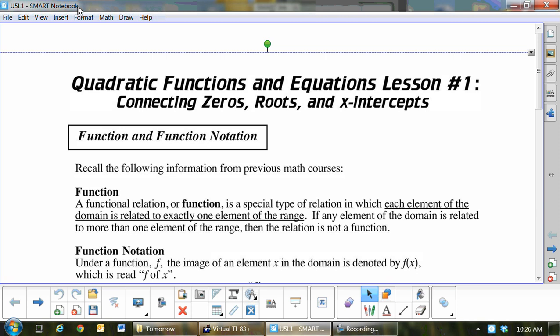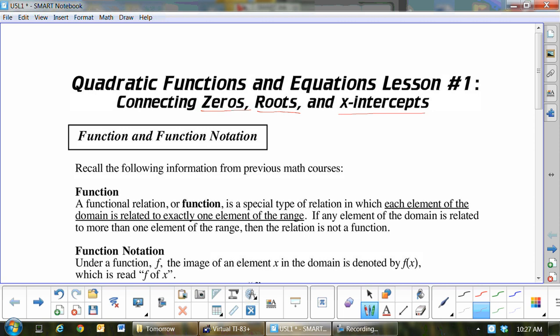Now, today we're going to be going over and really emphasizing these three words: zeros, roots, and X-intercepts. Now, why are they important? Because zeros equal roots equal X-intercepts. They are synonyms. Whenever you hear one, you should think of the other two.